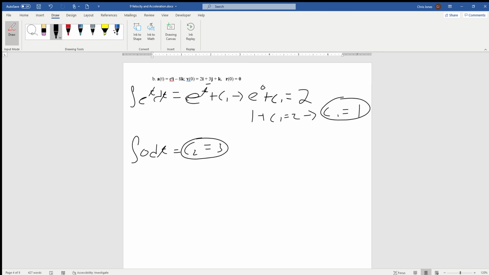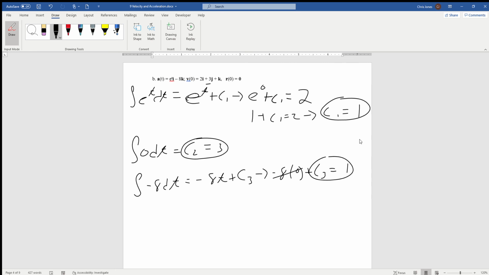So that one was easy. And then finally we have this negative 8. So we're going to end up with negative 8t plus C3. And when we substitute 0 back in, we should get 1. So negative 8 times 0 plus C3 equals 1. And that means that C3 is going to be 1.